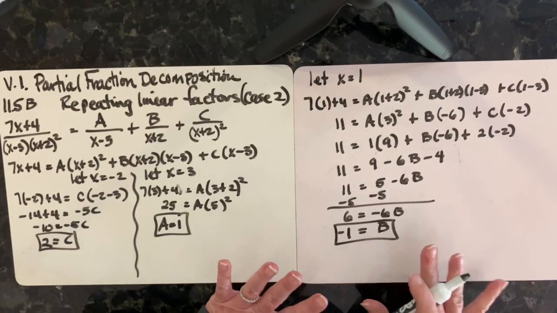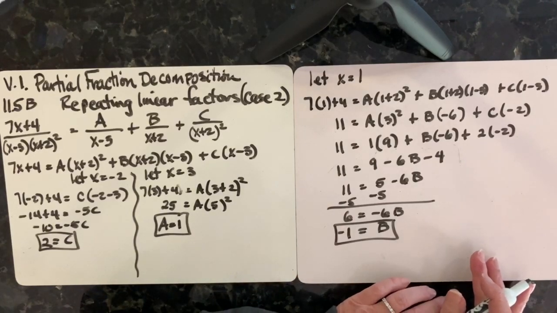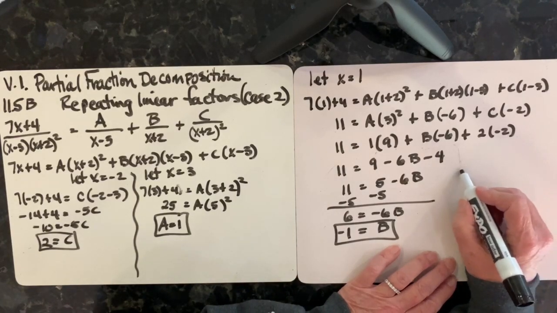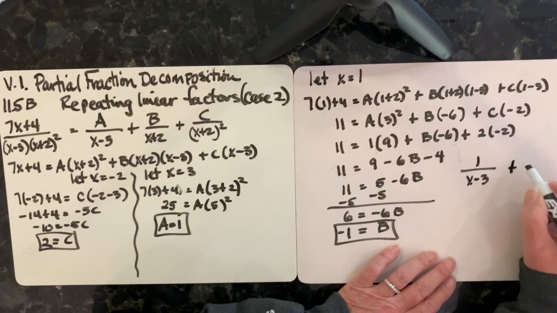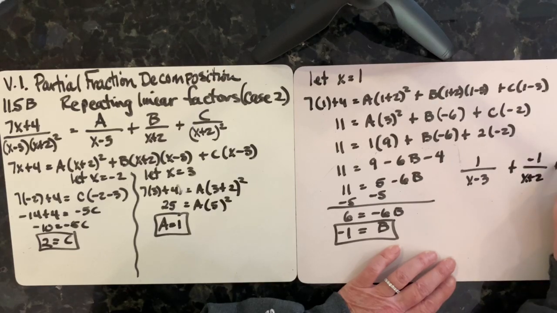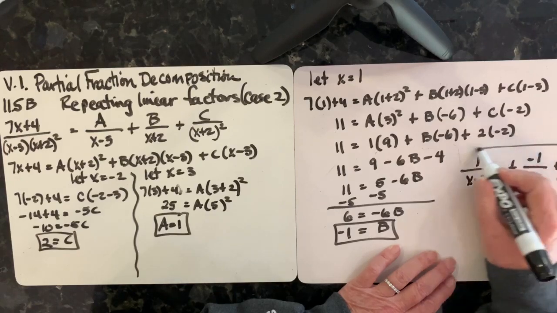All right, let's write our partial fraction decomposition. So we had a, which was over x minus 3, and a is 1, plus b now, which was -1 over x plus 2, plus c, which was 2 over x plus 2 squared. There's your partial fraction decomposition.